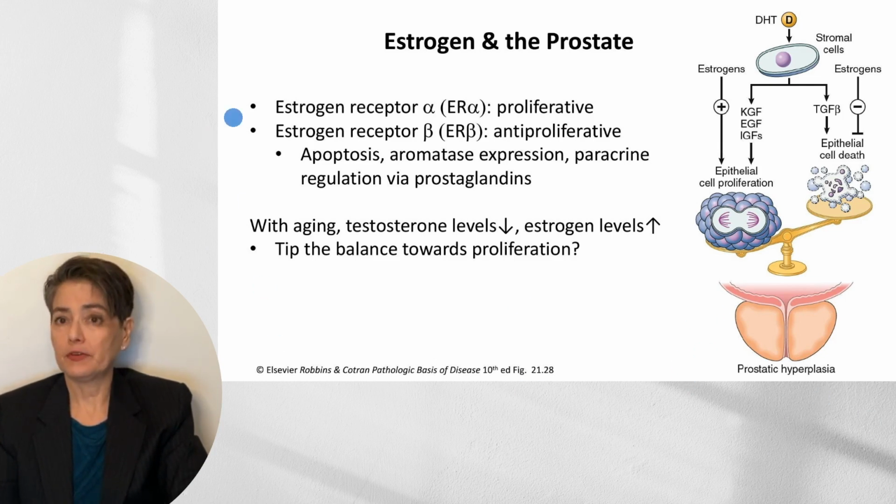Now, there are a couple of different estrogen receptors in the prostate, both alpha and beta. They have opposing activities. One's proliferative, the other's anti-proliferative, and they manifest this through a variety of different pathways using apoptosis, aromatase expression, and paracrine regulation via prostaglandins. So we can see here, for example, when we have excess estrogen, it is going to decrease cell death, and it's going to increase cell proliferation, driving us towards our prostatic hyperplasia.